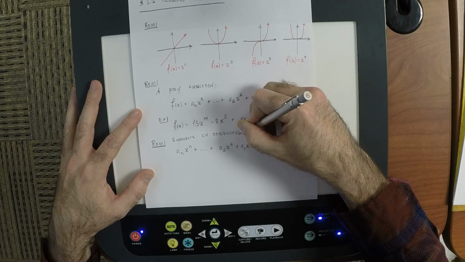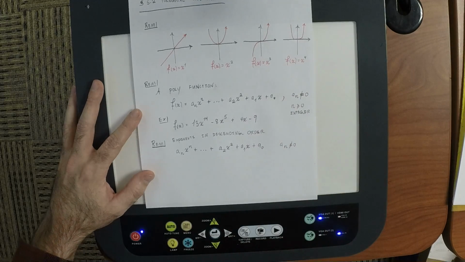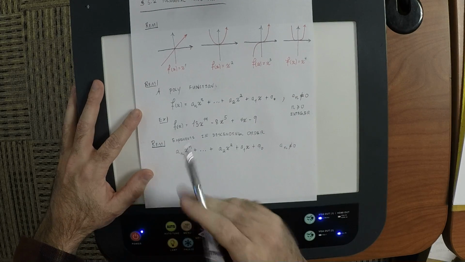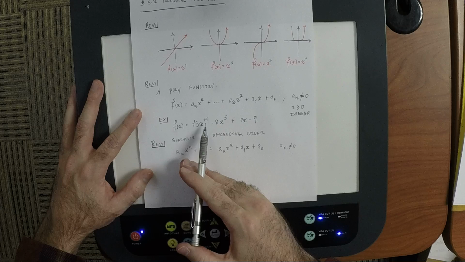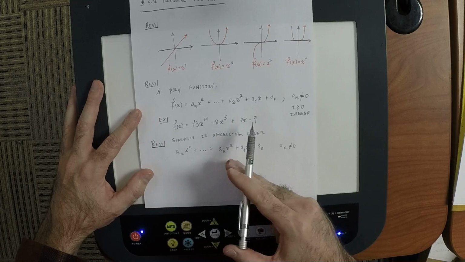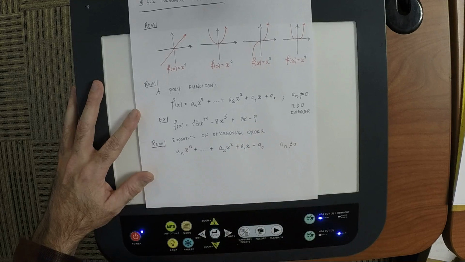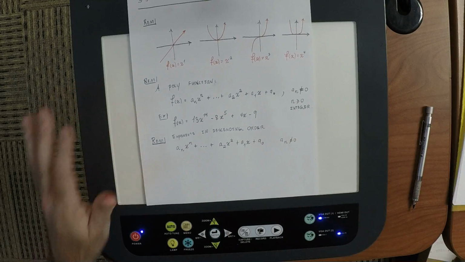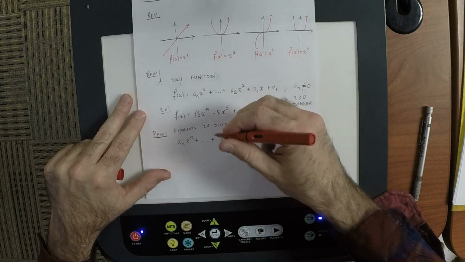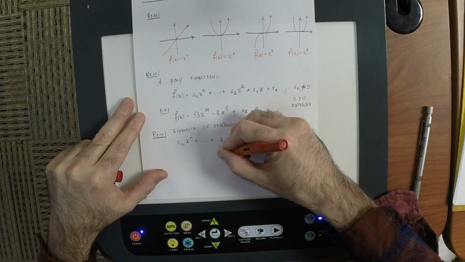What do I mean by that? Right. So this exponent is 14, and then the next one moving to the right is 5, and then that one's 1, and then this one is 0. So they're in descending order. Each one of these is called a term. So this whole thing is called a term.